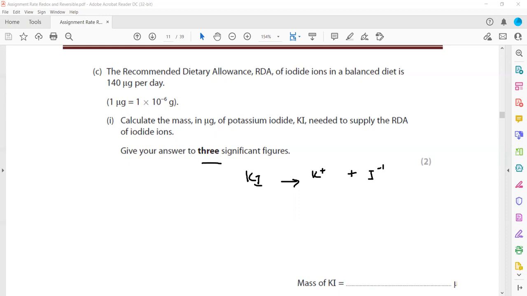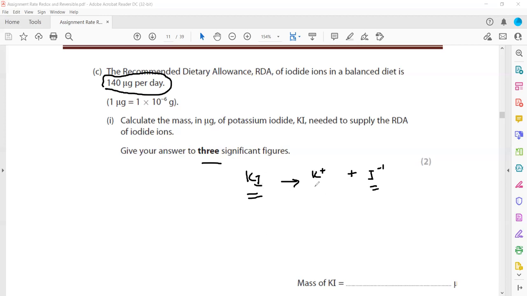So we have the formula moles equal mass in gram over molar mass. As I mentioned here, 1 microgram is what we need every day, 140 micrograms. And we have to calculate the mass in microgram of potassium iodide that is needed to supply the iodine. So 1 iodine is basically provided by 1 potassium iodide.